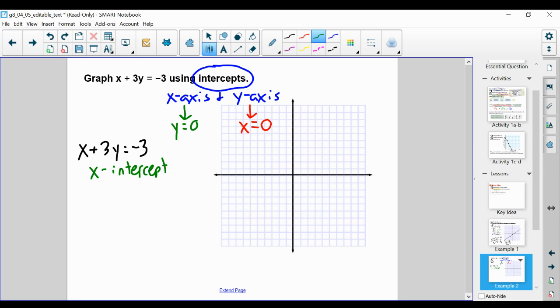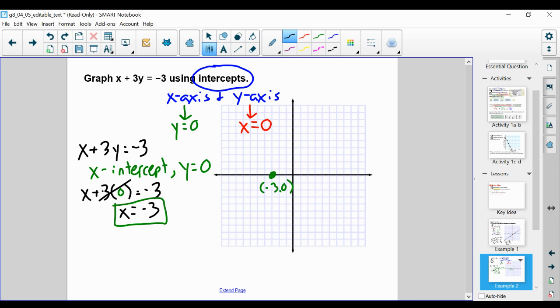I hope you're writing this down. We are going to let y be equal to 0. So now we go into our equation, x plus 3 times 0, because we're letting y be 0. You're going to see that 3 times 0 cancels out, and look at that. x is equal to negative 3. Therefore, the x-intercept is negative 3, and we can graph it. We can go on the x-axis. We can find negative 3. This is (-3, 0).